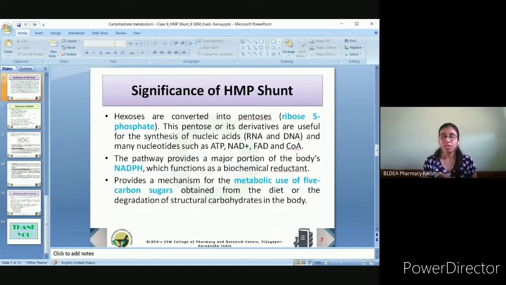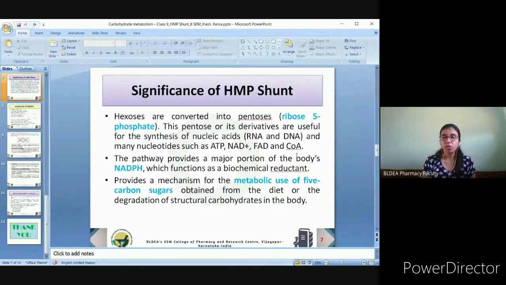Now coming to the significance, why it is required. Now these hexoses are converted into 5-carbon compounds. We had seen glucose 6-phosphate getting converted into ribose 5-phosphate. Now these pentoses or their derivatives are utilized for synthesis of RNA and DNA. We are very familiar that RNA and DNA require these ribose phosphates in order to produce nucleosides and nucleotides. So for this reason, this HMP shunt is carried out in the body such that RNA and DNA molecules are continuously synthesized utilizing these ribose phosphate molecules.